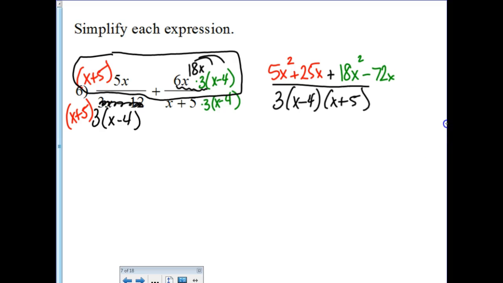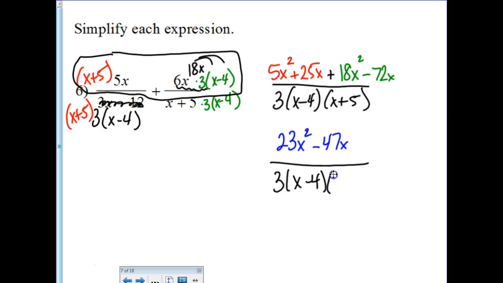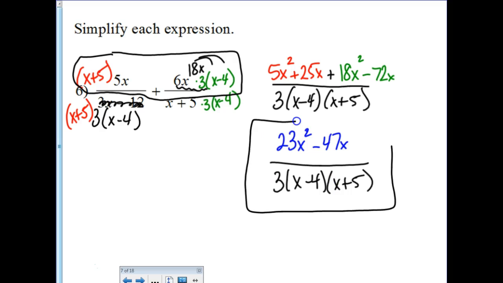All right, so again, that numerator needs to be cleaned up a bit. That would give you a 23x squared, yeah. Oh man, 25 minus 72 is a minus 47x. And then that common denominator hasn't changed at all. Now technically, your numerator does factor a little bit. I feel like I made a mistake on that question, so if I did, apologies.